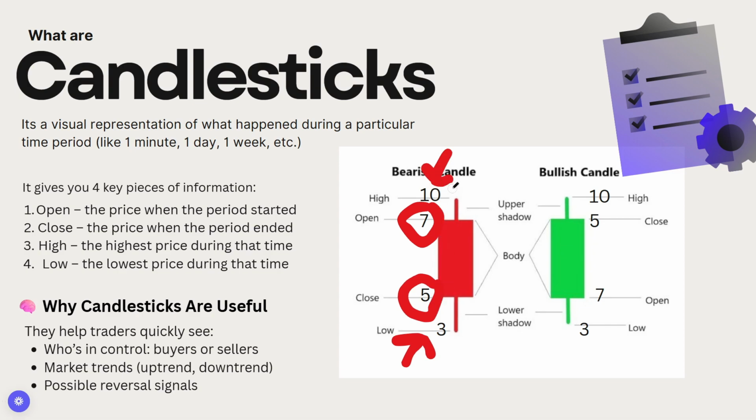So this candle got as high as $10, but it dropped all the way down to $3, or it could have opened at 7, gone straight down to 3 and then got up as high as 10, but it closed at 5. So this candle is showing you that the sellers were in control by the time this candle ended. Why? Because price opened at $7, but it closed at 5.